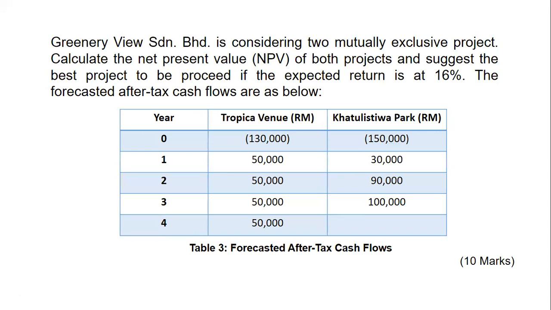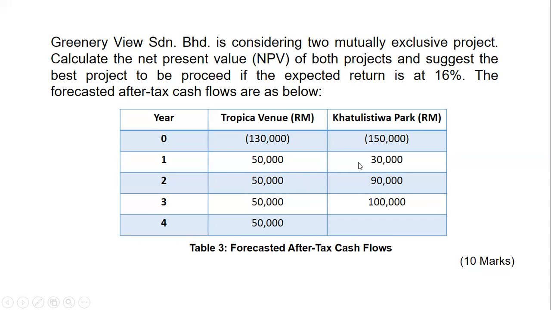Greener Reviews is considering two mutually exclusive projects. Calculate the net present value of both projects and suggest the best project to proceed with if the expected return is 16%. The forecasted after-tax cash flows are as below. Okay, so we see in Table 3 here, the forecasted after-tax cash flows show that Tropica Venue, the first project, gives a return for 4 years, right? And it is equally 50,000 every year.